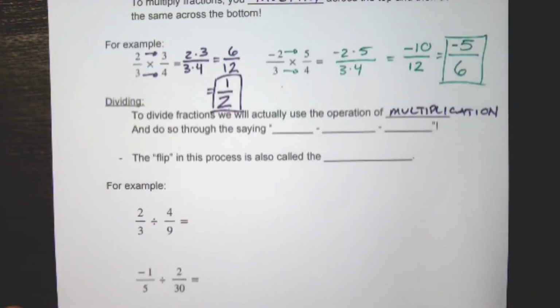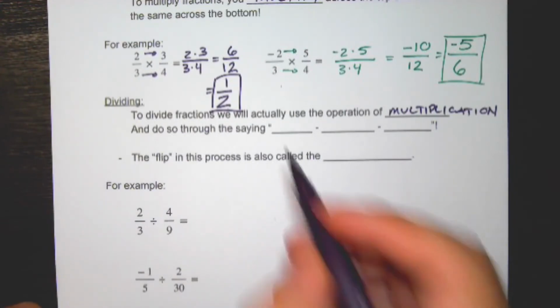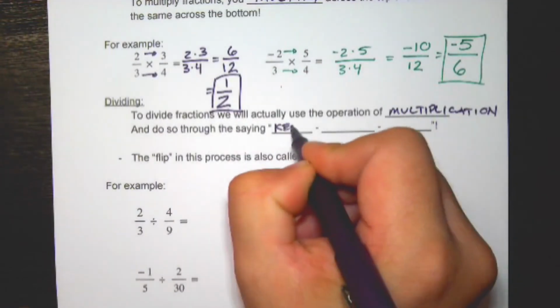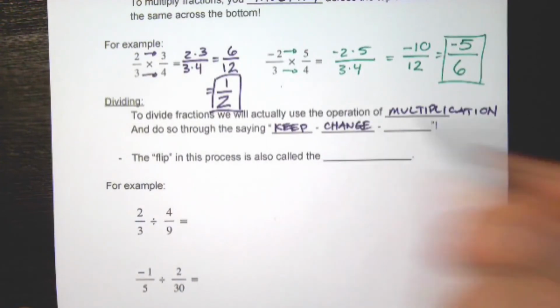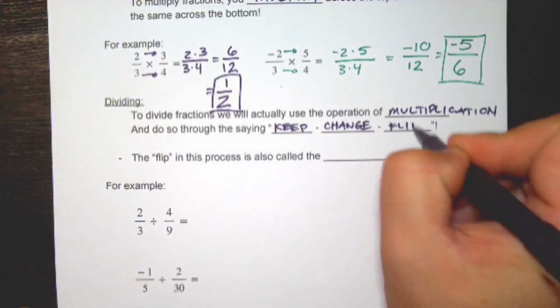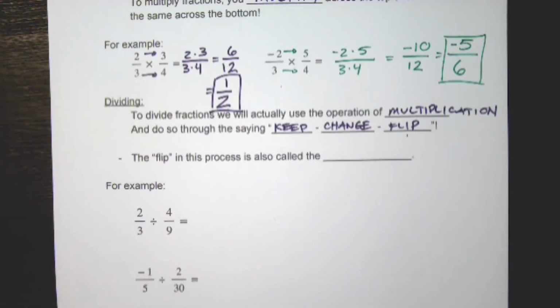And we do this through a saying that I already know a bunch of you know. We kind of got it mixed up already with our integers section, right? In integers, we did keep, change, opposite. But with fractions and division, we have keep, change, and I can already hear some of you saying it, flip. So we get the keep, change, flip when it comes to dividing fractions.